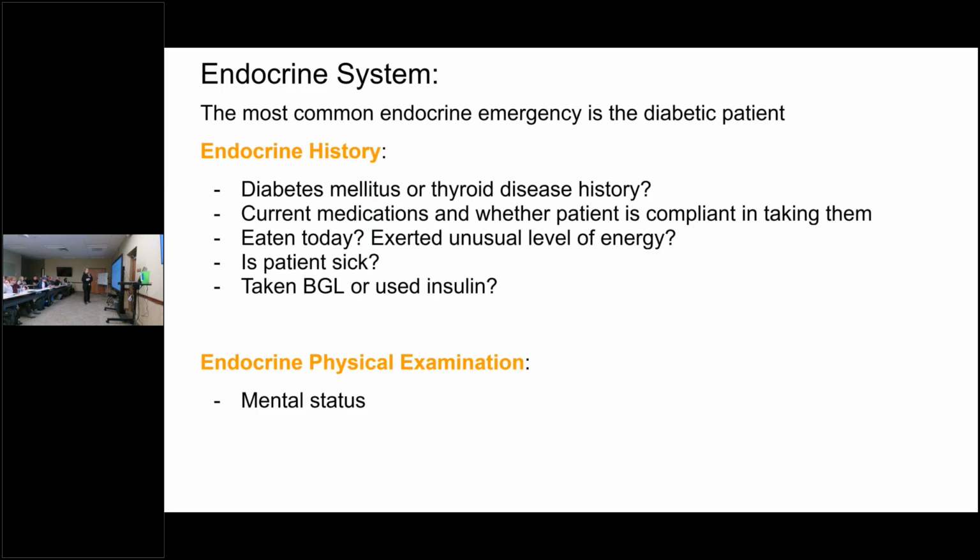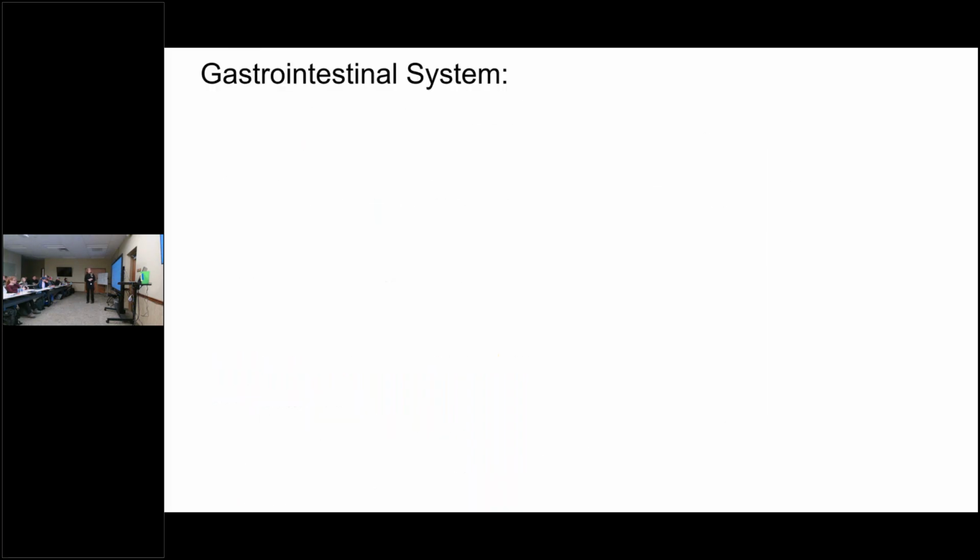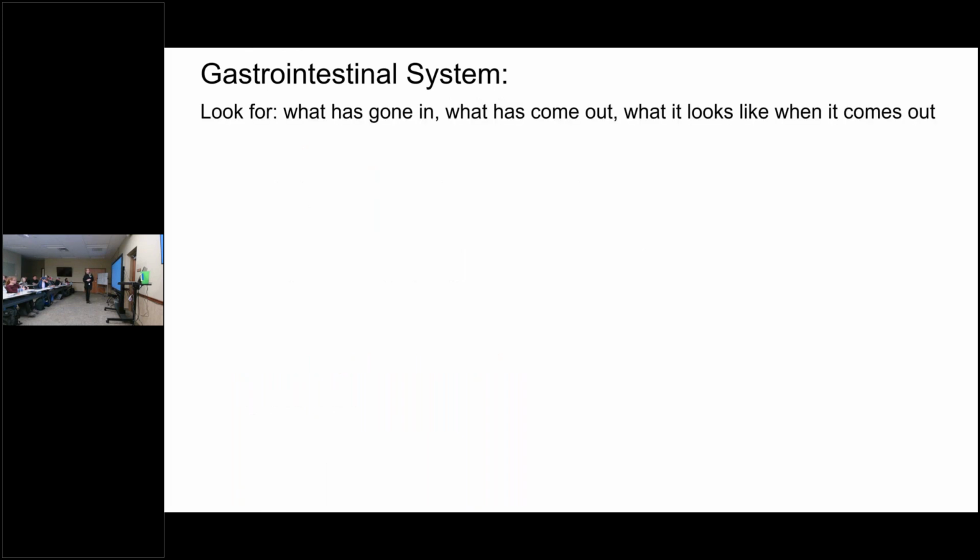And then for the physical examination, we want to again look for that mental status, skin color and condition, check their BGL, and we can look for an insulin pump. Some patients have one that they wear all day, every day. Some patients also wear medical jewelry like a bracelet or a necklace. I actually have never seen that in the field, but maybe some people do.